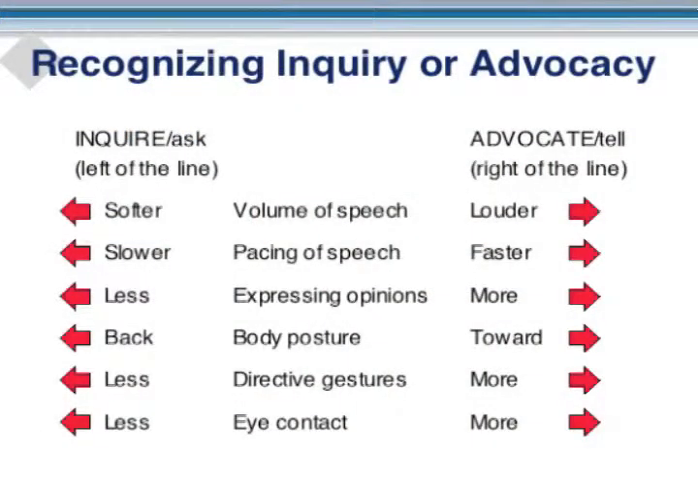What sort of things? And this is something I had referred to: volume of speech, pacing, how you express your opinions, how frequently or infrequently, your body posture, how you carry yourself, your gestures, and the amount of eye contact that you give to people. So those are all action orientation. Exactly, those are things that can easily be seen or heard.